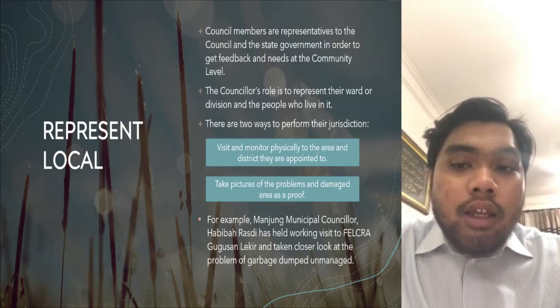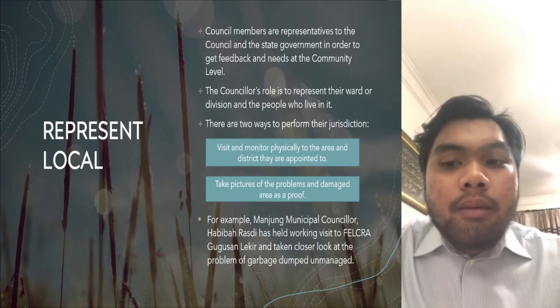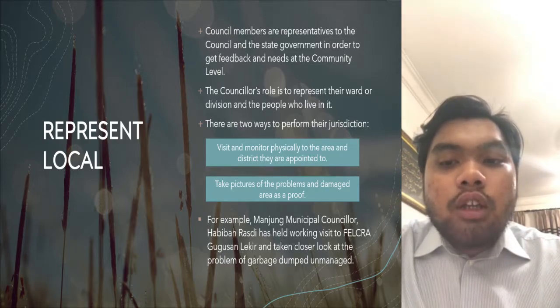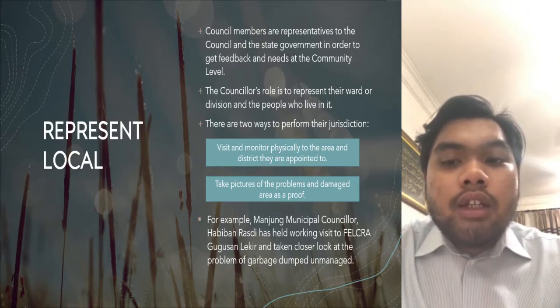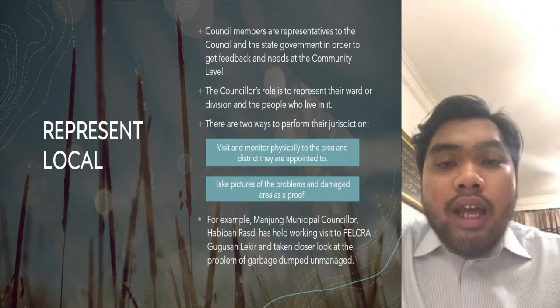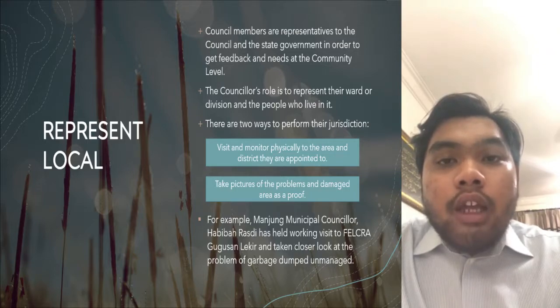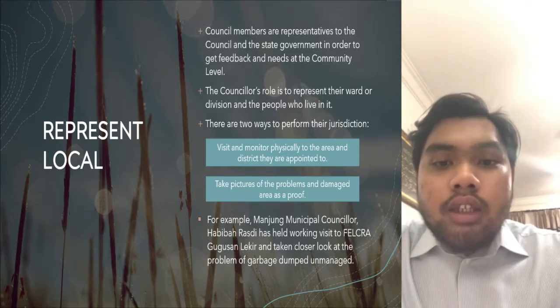For example, Manjung Municipal Councillor Habibah Rasdi from the Malaysian Islamic Party held a working visit to Felkra Gugusan Lekir Setiawan on 14 August 2020. She took a closer look at the problem of garbage being dumped unmanaged at Felkra Gugusan Lekir. So that is an example of how councillors perform their duties and take action on complaints by residents. So that's all. Thank you.